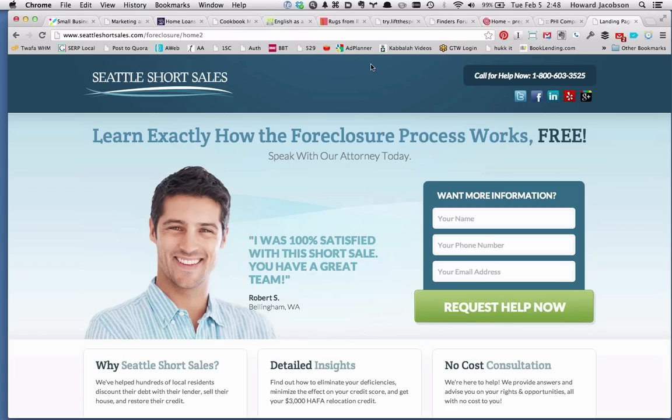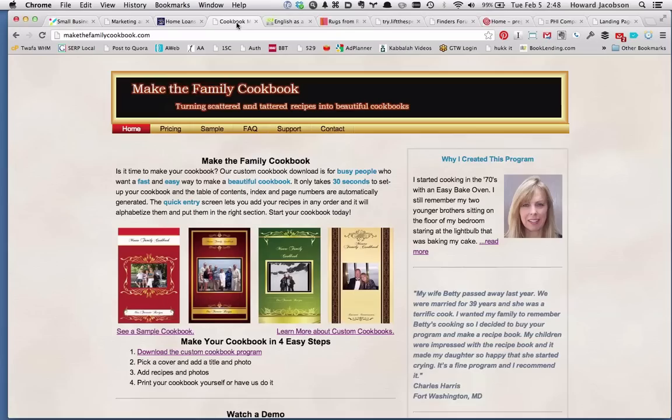So some websites are sort of like a party atmosphere, like this one here that we're probably going to have to get to. Make the family cookbook. People who come there, that's very beautiful, aspirational. Oh, we're all going to do our cookbooks together. Let's have a party here. Look at all these sample cookbooks. These are people just like me having cookbooks. Here's the person who created the program. It's going to be very social.